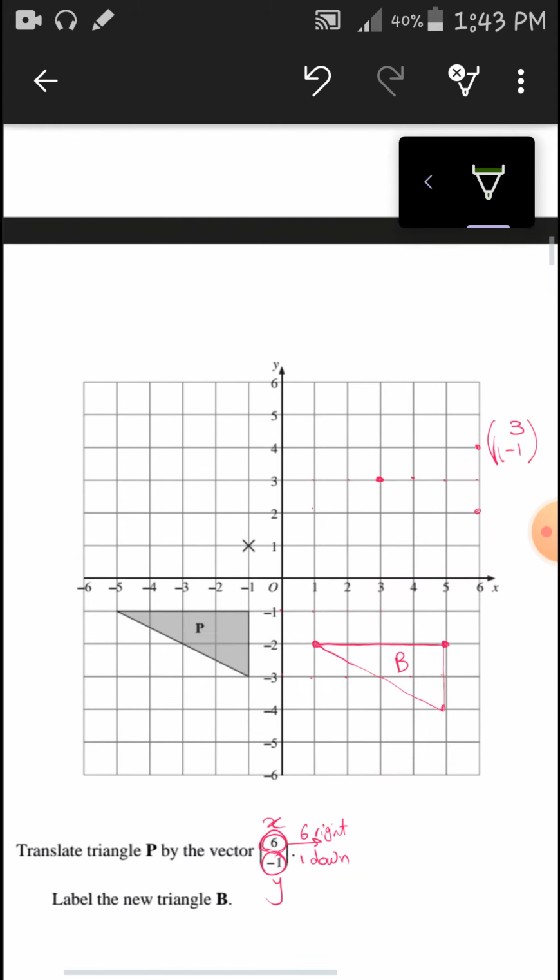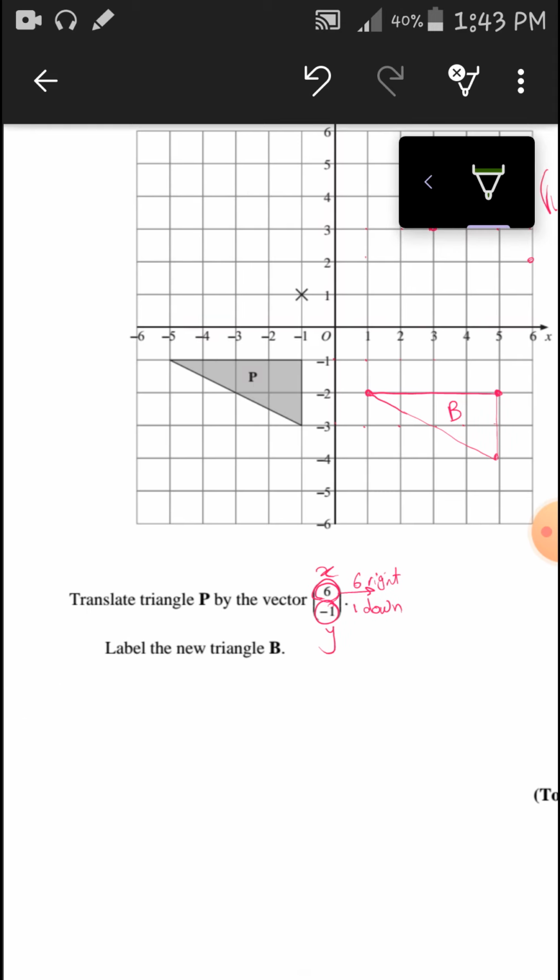Okay. In this example, he asked to translate P by the vector 6 and negative 1. The vector that you didn't know about before, we have 2 components. The first one is for x, if it's positive, move right, if it's negative, move left, because this is like x, we move along the x-axis. But the second one, for y, if it's positive, move up, if it's negative, move down.